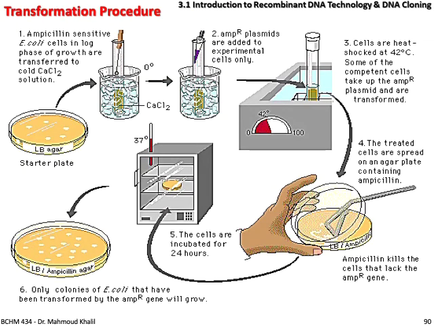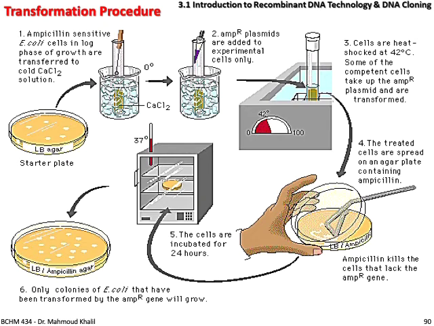In this figure, you can see that we plate on LB agar. The LB agar contains ampicillin, and ampicillin-sensitive E. coli cells in log phase of growth are transformed with the use of calcium chloride. Then we incubate the cells, and the cells are heat shocked at 42 degrees centigrade. These bacteria, called recombinant bacteria, will take up the plasmid because at 42 degrees pores arise in the wall of the bacteria and take up the plasmids, the recombinant one.